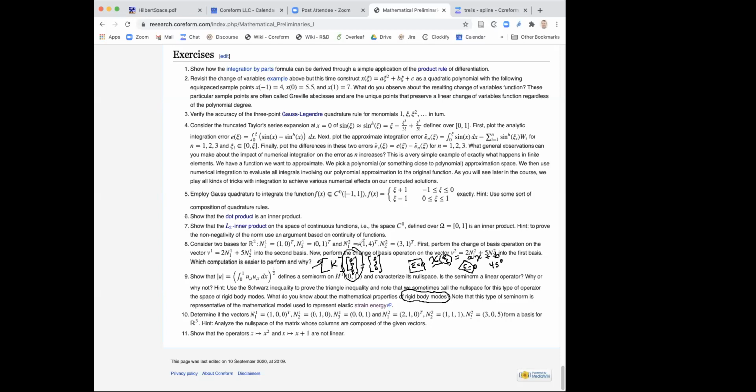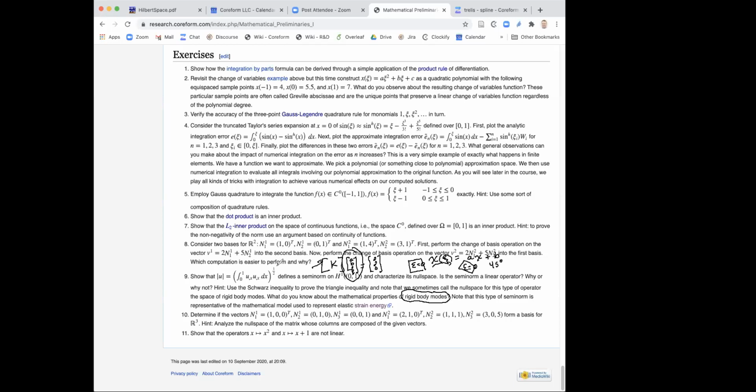which means a big part of structural modeling oftentimes is let's remove the rigid body modes. But mathematically what that means is I need to change this problem so that rigid body modes aren't possible. That's the same thing mathematically as removing the null space of the operator. So that's the relationship between the intuition and the mathematics.